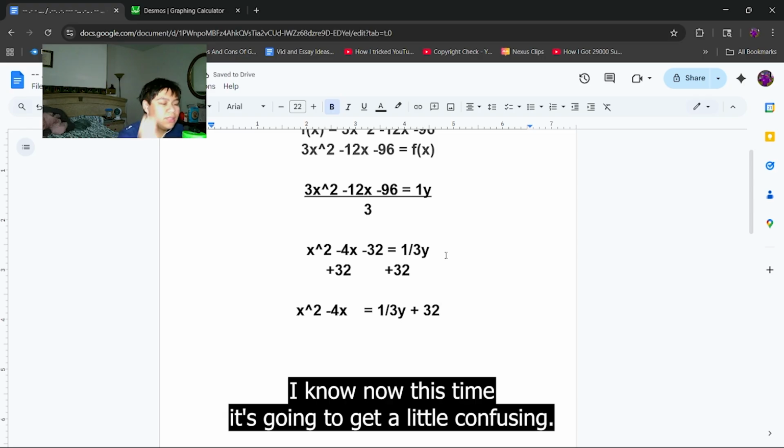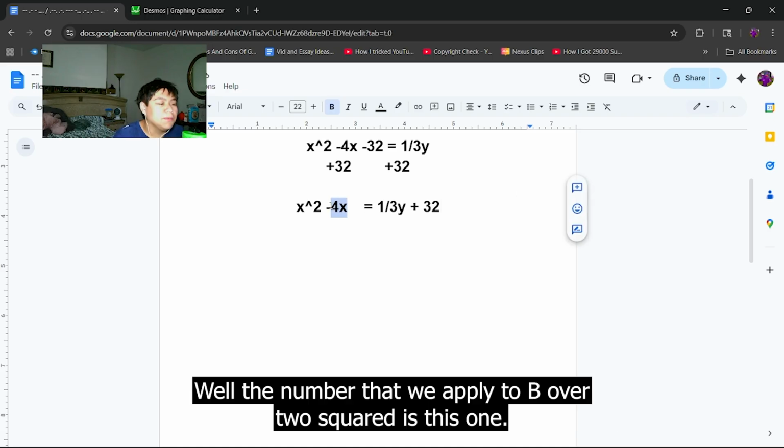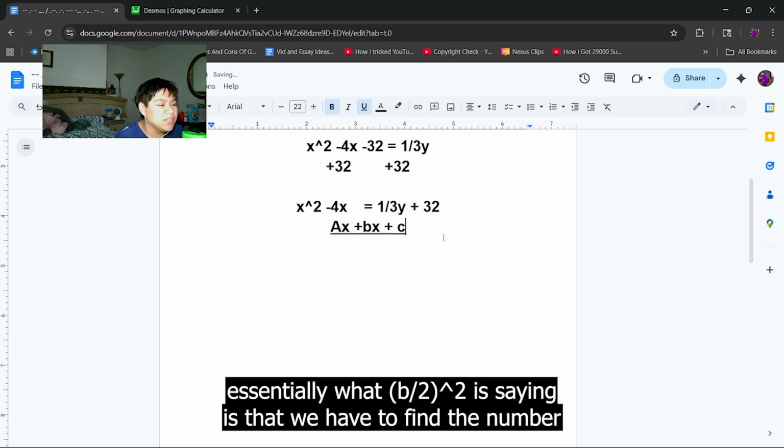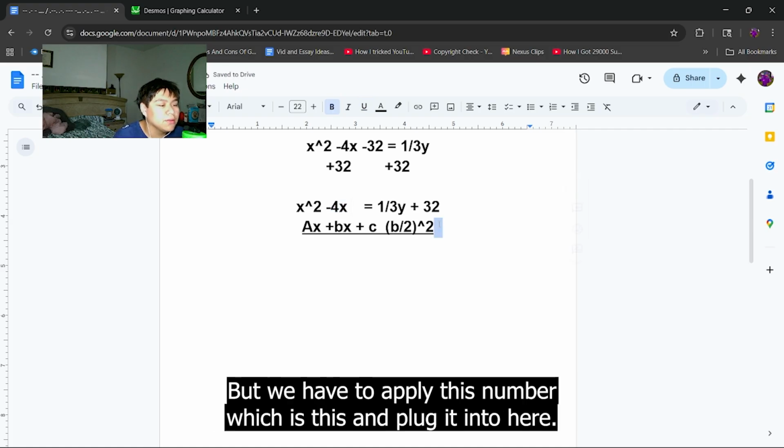I know this time it's going to get a little confusing, but we're going to have to now apply b over 2 squared. And where do we apply that number? Well, the number that we apply to b over 2 squared is this one. If you remember from the original quadratic equation, ax squared plus bx plus c, essentially what b over 2 squared is saying is that we have to find the number that's here, bx. And c is currently invisible right now, but we have to apply this number, which is this, and plug it into here.